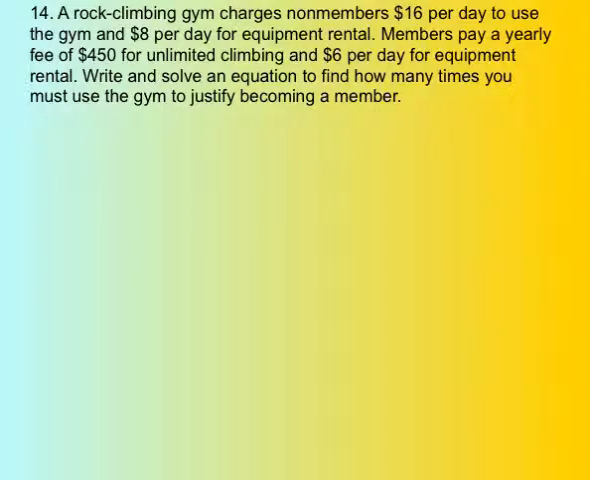So one last one. 14, a rock climbing gym charges non-members $16 per day to use the gym and $8 for equipment rental. Members pay a yearly fee of $450 for unlimited climbing and $6 per day, so they get $2 off per day for equipment. Write and solve an equation. Find out how many times you must use the gym to justify becoming a member. So we're looking at the number of times we go to the gym, or the number of days, because they charge per day here. So we're going to say let x equal number of days.